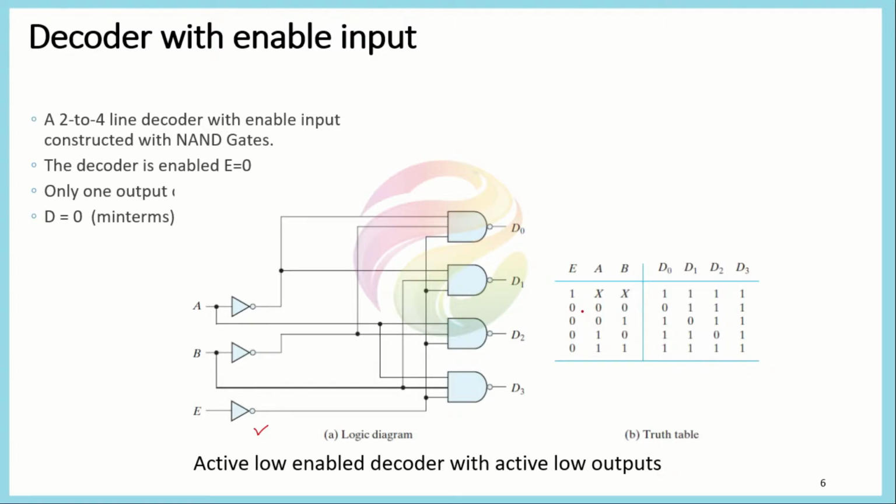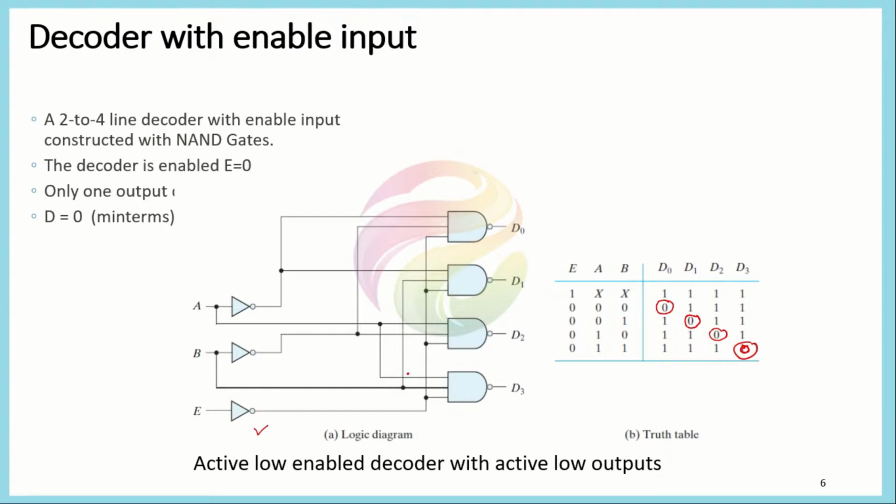So you can see that for the combination of A and B equal to 0 0, we would only have D0 equal to 0, while all other values are equal to 1. Similarly, if we have a 0 1 combination, then we have D1 equal to 0. Similarly, for 1 0 we have D2 equal to 0, and for the last one, 1 1, we would have D3 equal to 0. So this would be representing the truth table for the decoder with enable input.